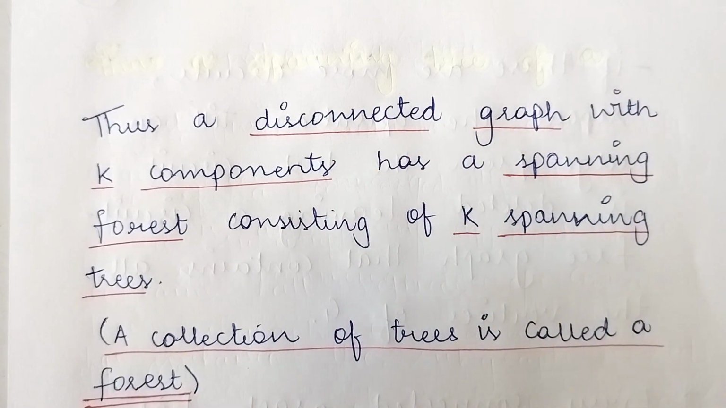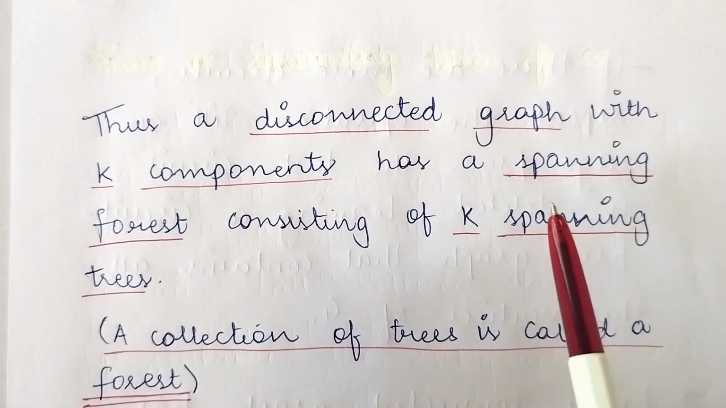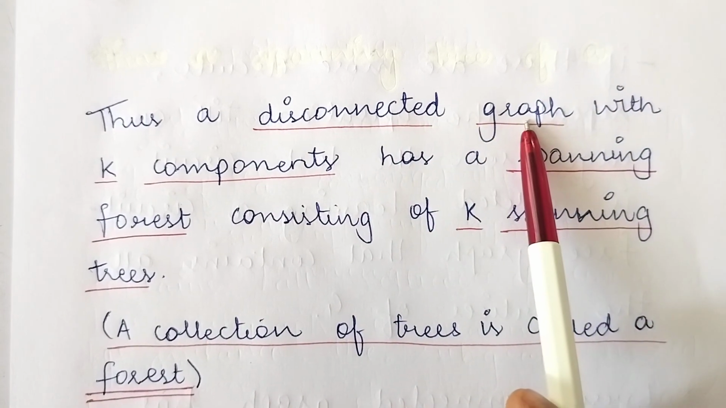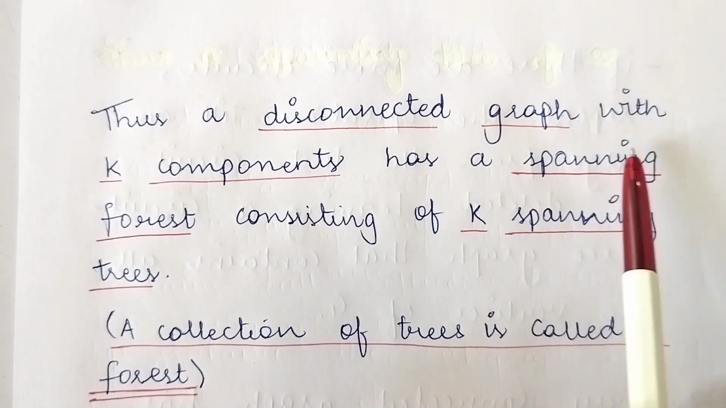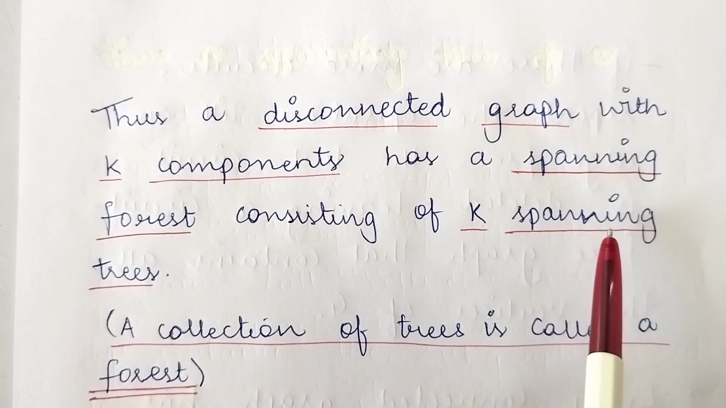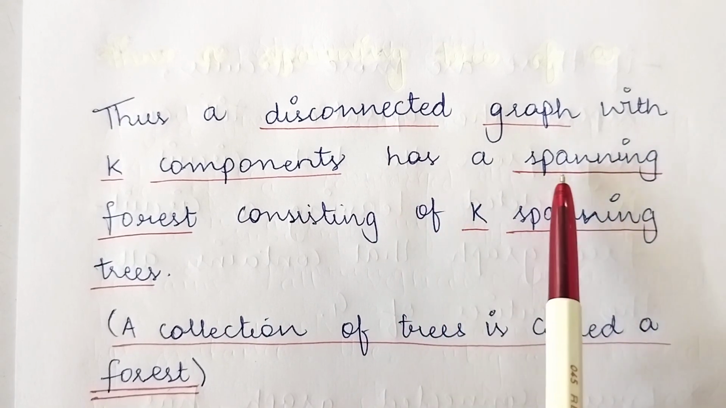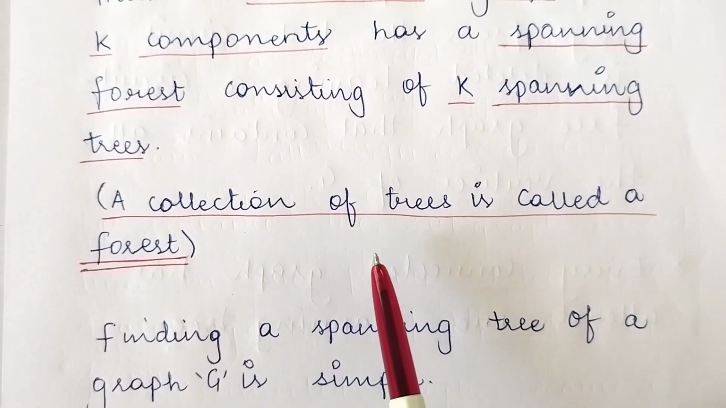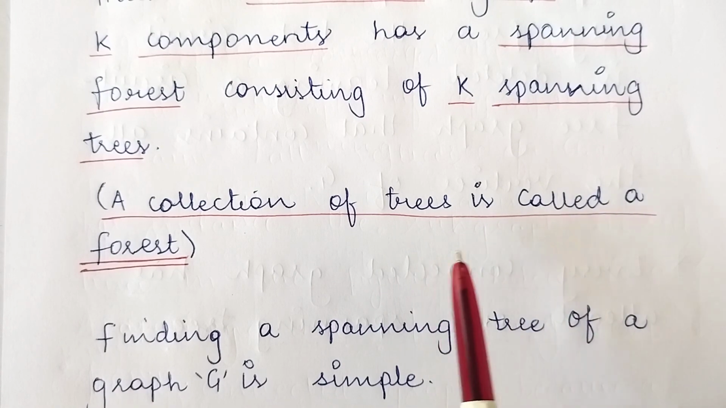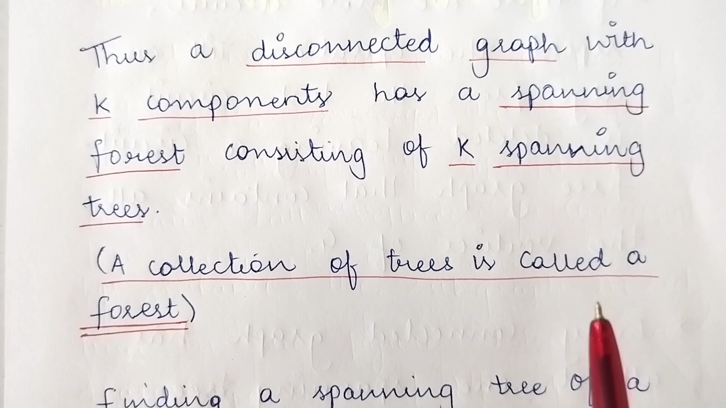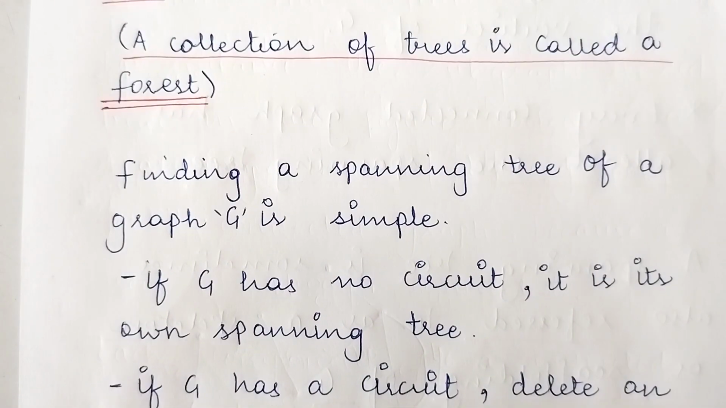One component may have more than one spanning tree. But if I assume in a hypothetical situation that every component of the disconnected graph has only one spanning tree, so that means if there are k components, I can find k spanning trees in those k components, and hence I have a spanning forest. A collection of trees, as I told you, is called a spanning forest or a forest. And so in a disconnected graph with k components, you can find k spanning trees forming a spanning forest.